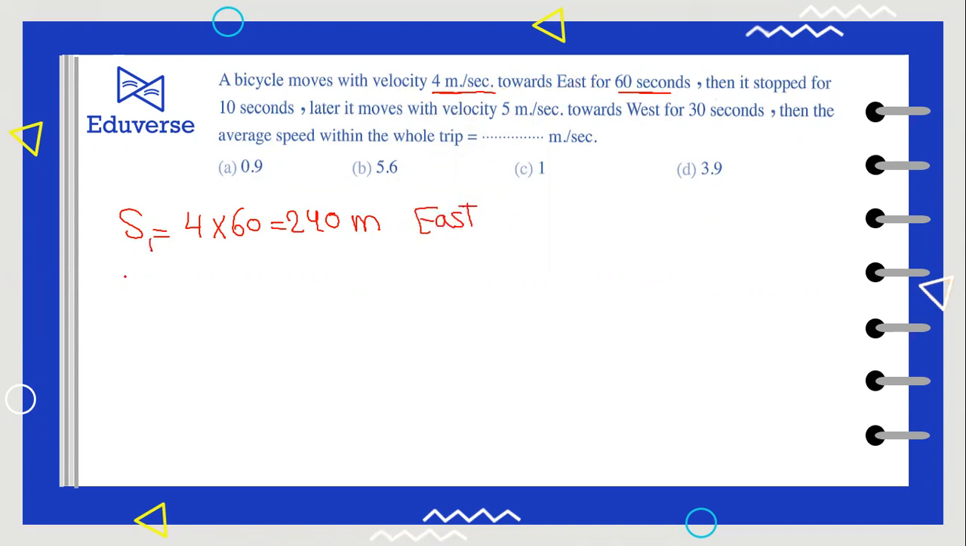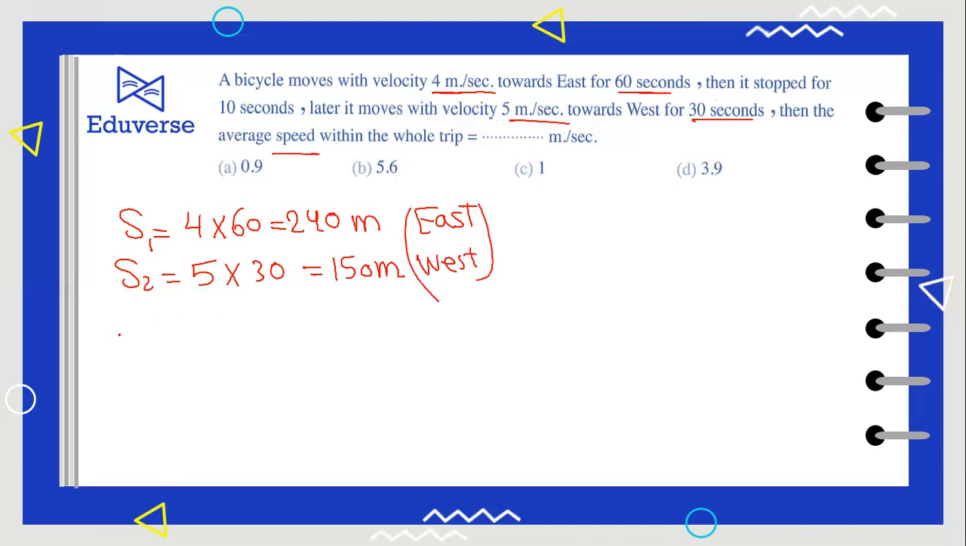It's the first distance. A second distance, with this velocity toward west. Okay, the direction is not important here. I find a distance. Direction is not important. But if I talk about average velocity, the direction is very important. Here it's a speed, dependent on distance, so direction is not important. 5 multiplied by 30, velocity multiplied by time to find the distance, it will be 150 meters. Direction west, but it is not important here.